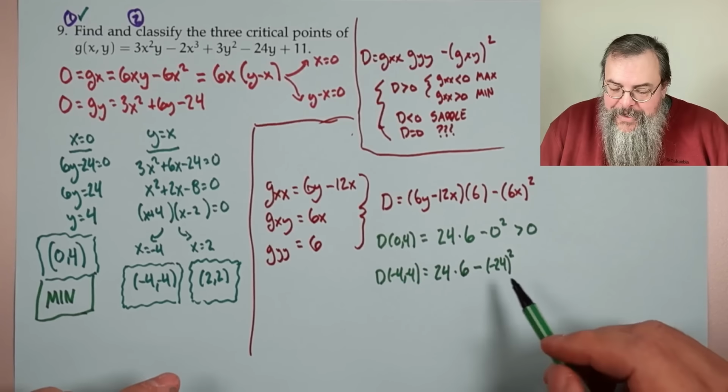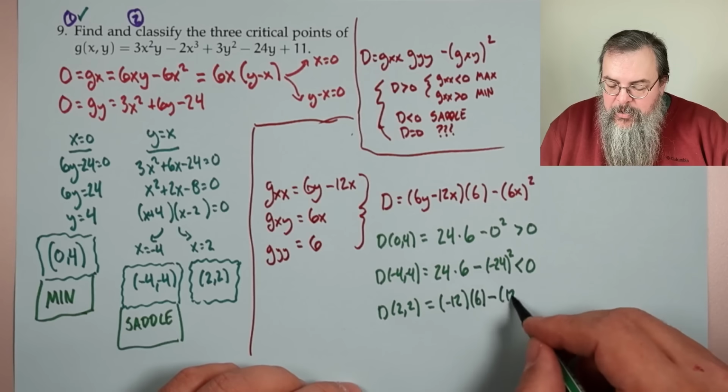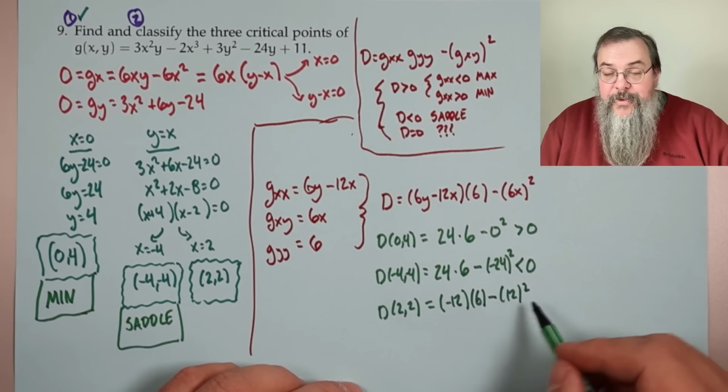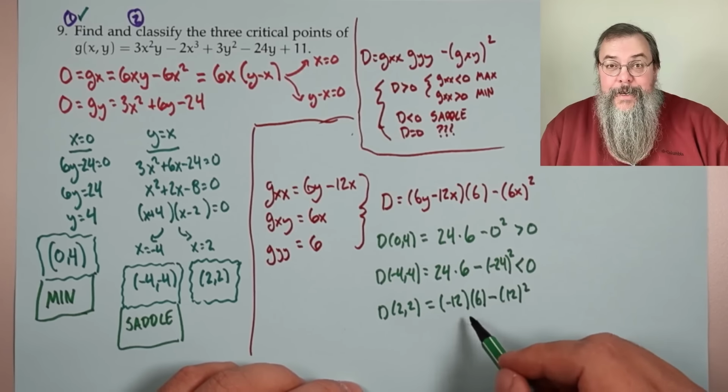All right. Good. Now, one more point. Where's our last point? 2, 2. All right, 2, 2. Ballerinas dancing through our heads. 12 minus 24 is negative 12, right? 12 subtract 24. Yeah, that's definitely a negative number. Times 6, subtract 12 squared. Well, it's negative 72. Subtract 144, so it's a negative and another negative, very negative. So negative tells us it's a saddle.